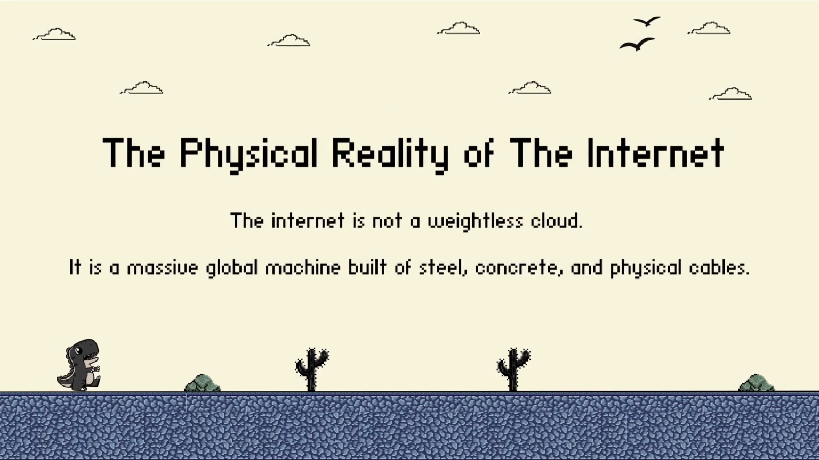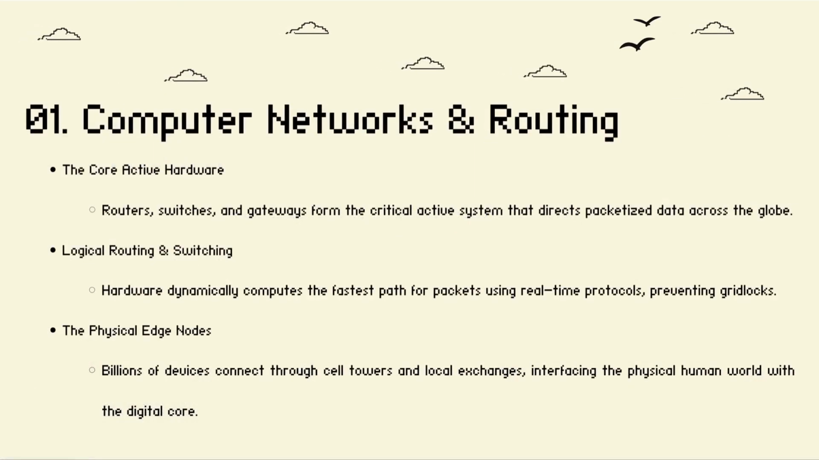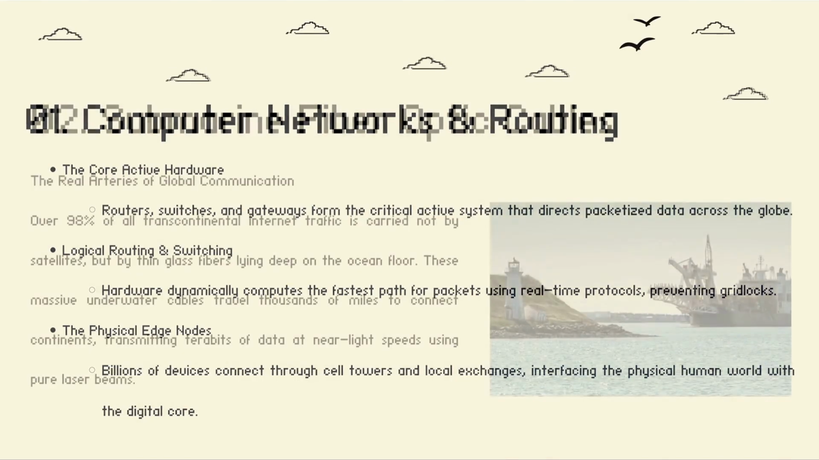Today, I want to explain the internet is not a weightless cloud. In reality, it is a massive physical infrastructure supported by hardware, cables, data centers, electricity, and cooling systems. When we send a message, stream video, or use online services, the data travels through routers, switches, and gateways. These devices direct information to the right place.